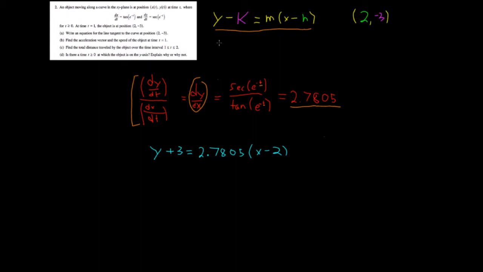So when you want to write the equation for the tangent line, you put y minus negative 3, which is plus 3, equals the slope, which is 2.7805, times x minus 2.